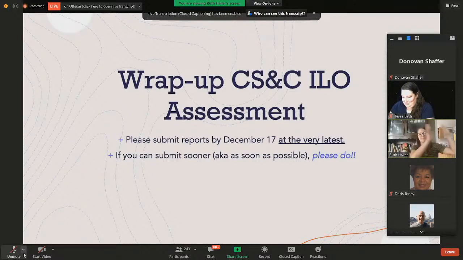So that's wrapping up last year's Civil Society and Culture ILO assessment. Once we have all the data collected, then the Civil Society and Culture Subcommittee will be working on writing a comprehensive annual report using everybody's data to get a really full portrait of how our students are doing with this ILO at Henry Ford College.